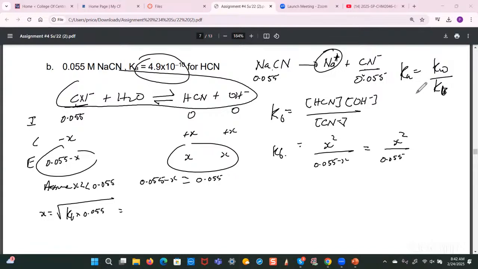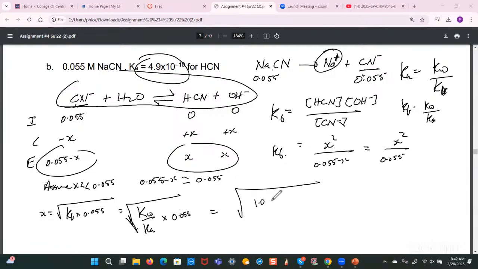Right? So basically, I'm going to put here the square root of K. Well, this is Kb they're asking for. So we can rearrange this to get Kb is equal to Kw over Ka, all right? So we can put here Kw divided by Ka multiplied by 0.055. Now Kw is a constant, which is 1.0 times 10 to the minus 14, multiplied by 0.055 divided by the Ka, which is given as 4.9 times 10 to the minus 10, right?